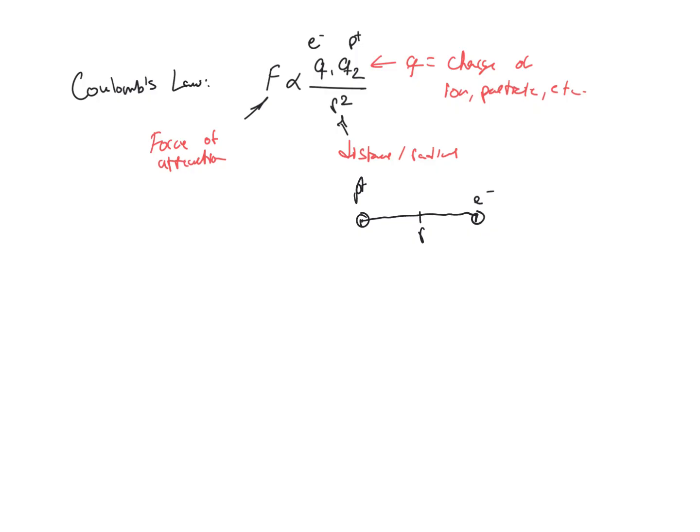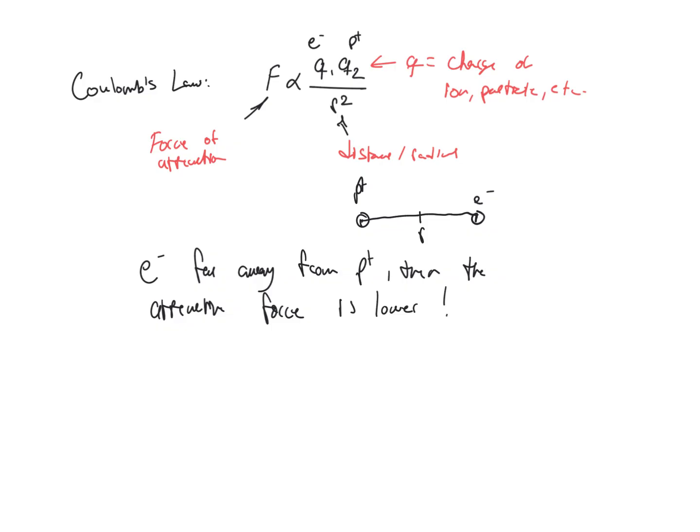And our force of attraction is inversely proportional, meaning that if you increase the radius, you're going to be decreasing that force of attraction. Or in other words, if the electrons are far away from the protons, then the attractive force is lower. Which makes sense: if you put the two particles away from each other, the two charges are not going to be able to pull on each other as much anymore.